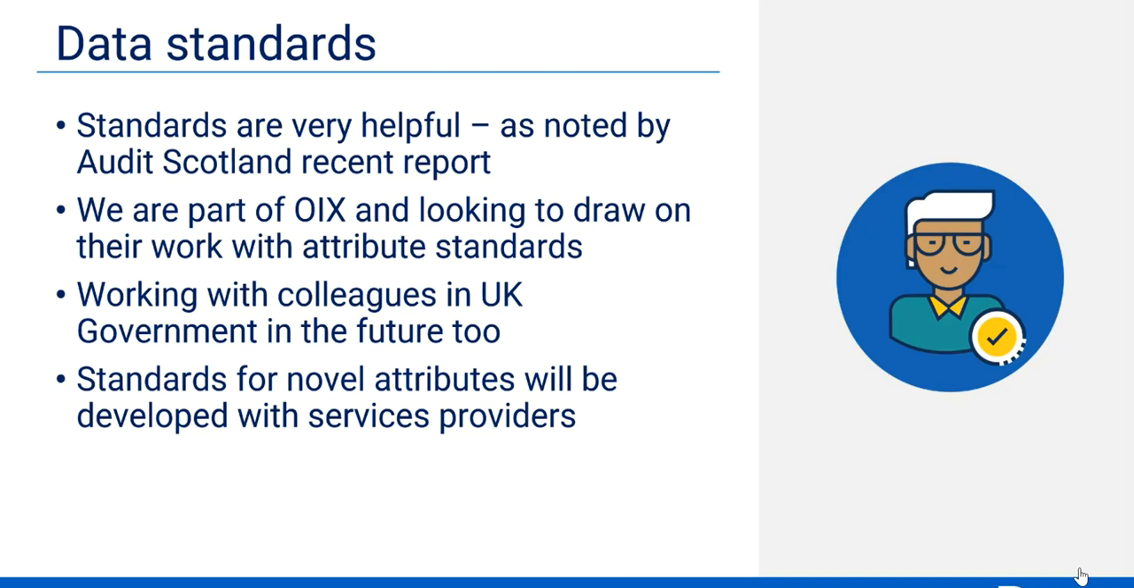So we're doing a lot of work with Open Identity Exchange to look at what they've been doing on attribute standards, what we can use from that, what we should be consistent with. We're working with colleagues in the UK government about what they're doing and aligning with it on things like address standards, so that if we have to interact, those will be consistent across the piece. But there will always be new things, and we're aware that we are not going to identify the need for every single one of those.